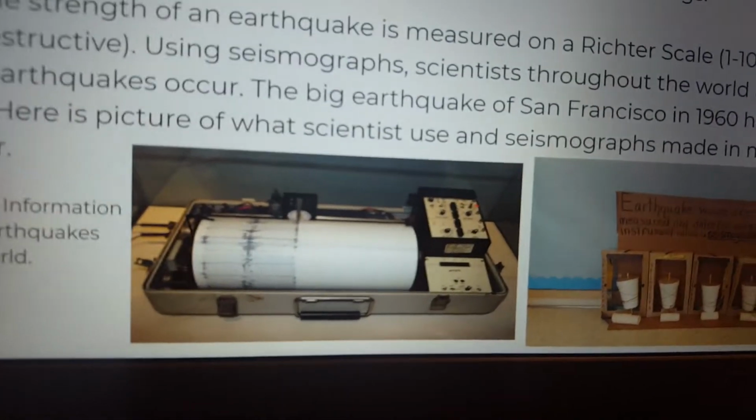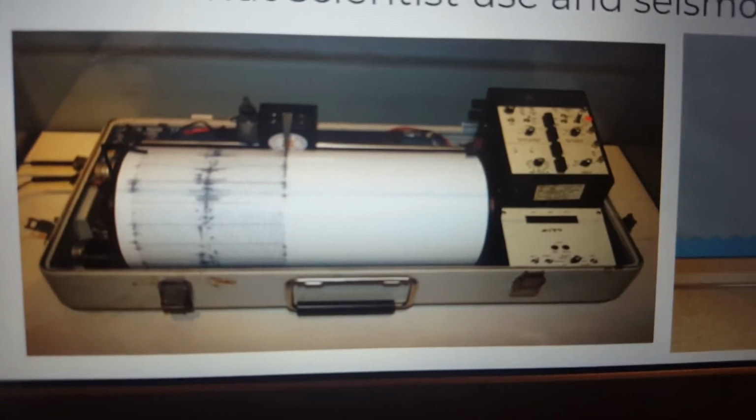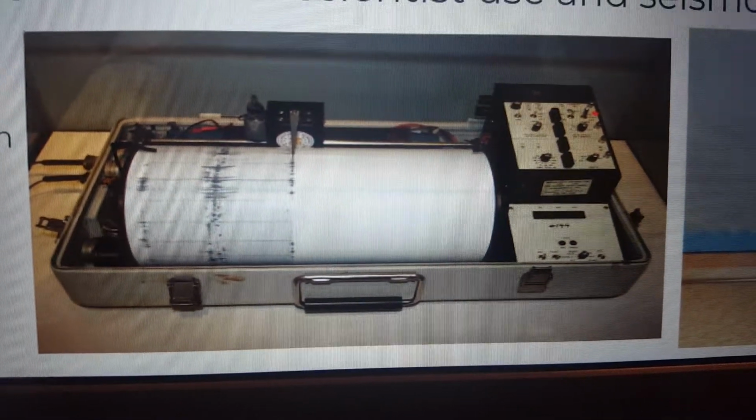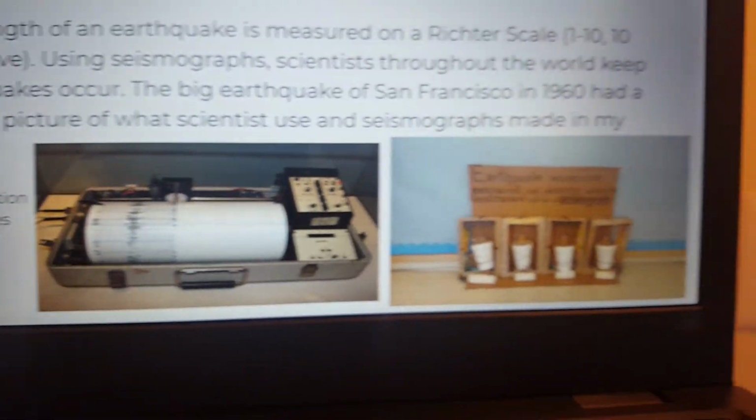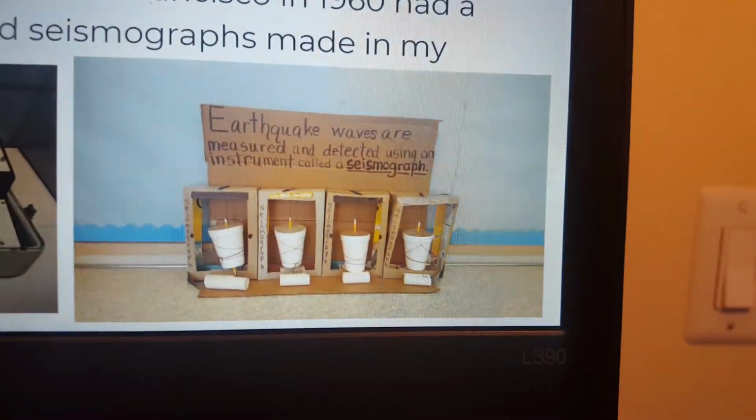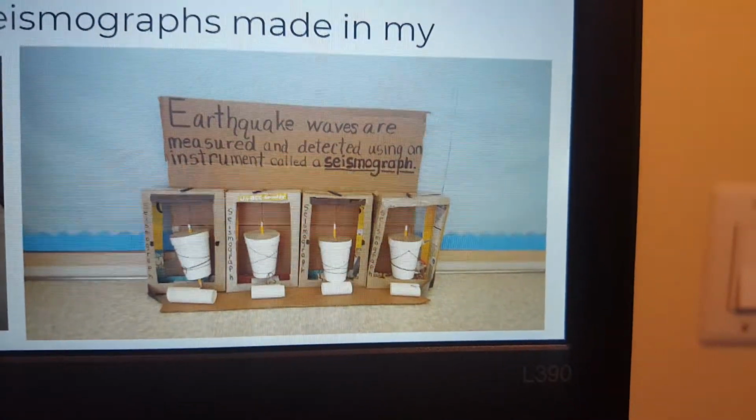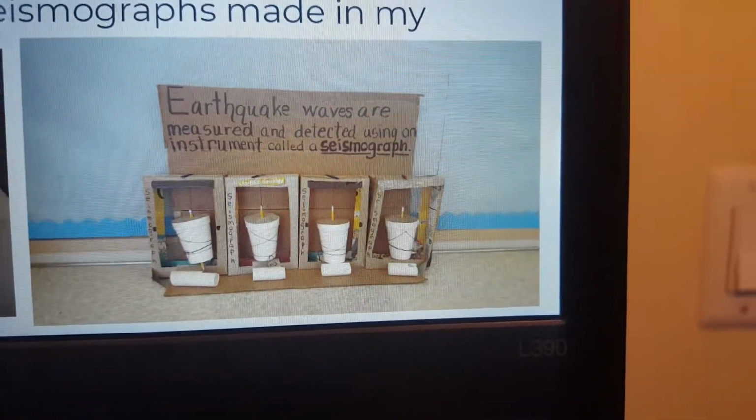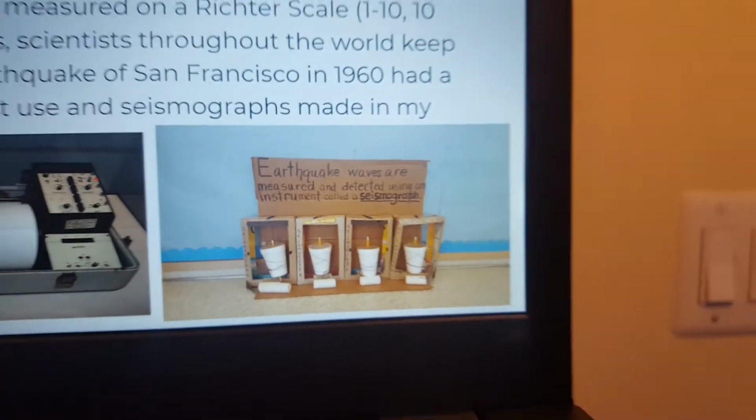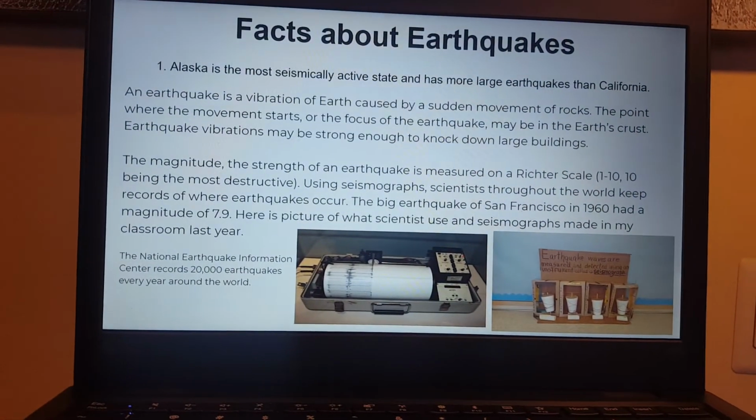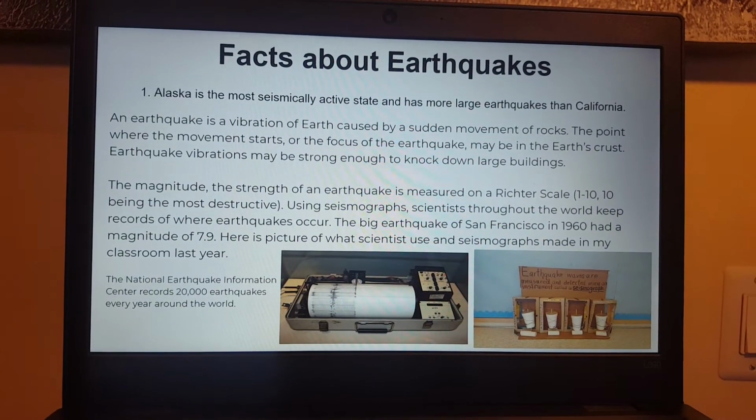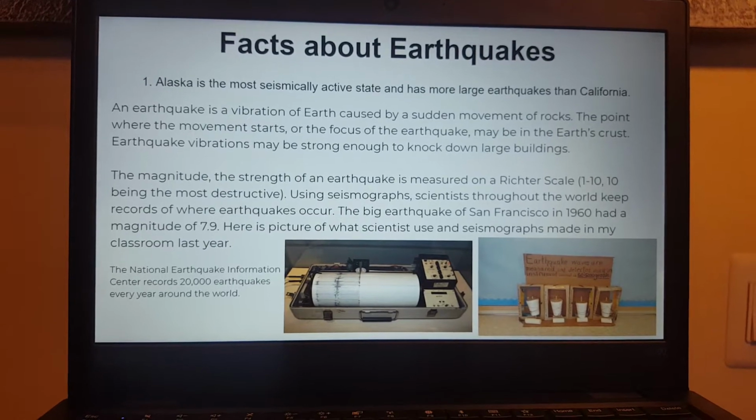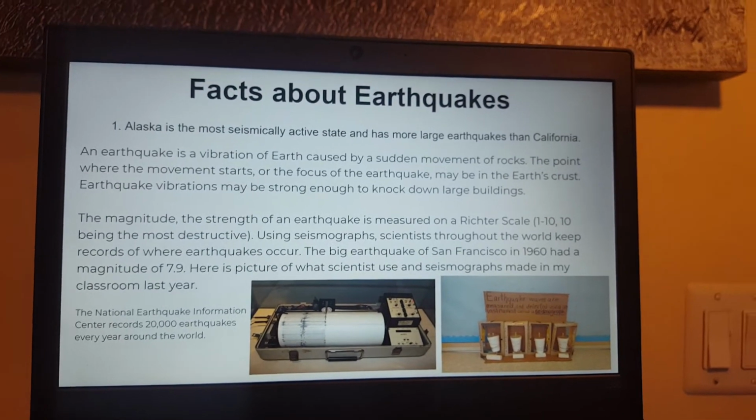Here's a picture of what the scientists used. This is a seismograph. You can see there's a little needle in this recording going back and forth. Last year, my science class made our own seismographs. Earthquake waves are measured and detected using an instrument called a seismograph. The National Earthquake Information Center records 20,000 earthquakes every year around the world.